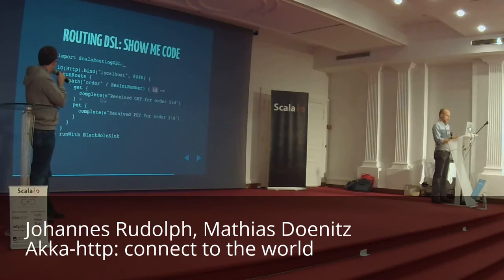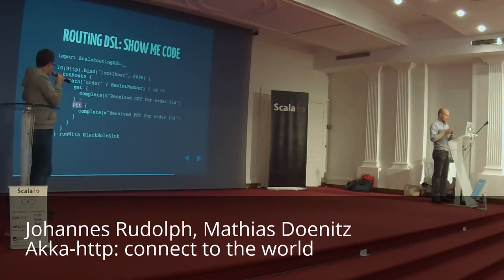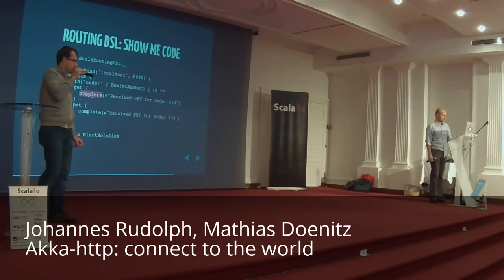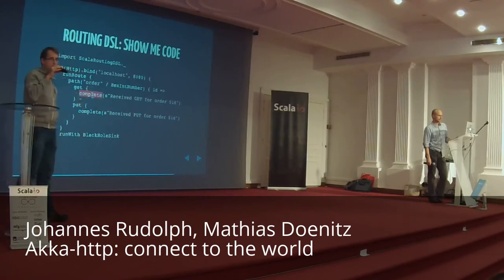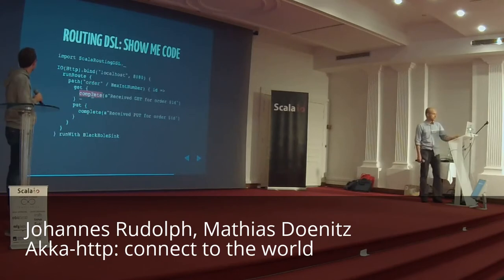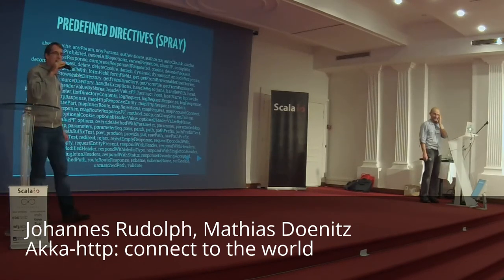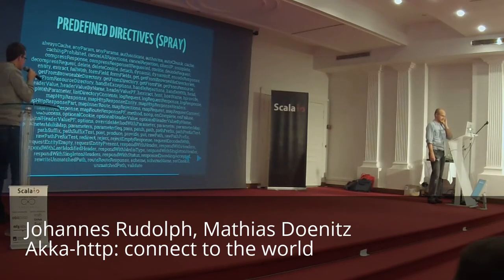So inside we decide if it's a get request or a put request, and on the leaf level we say what the action is which really should be done. And in this case we just output a string and return it as text plain to the requester. So these are all the directives we had in Spray. In Akka-http we will mostly have the same set.